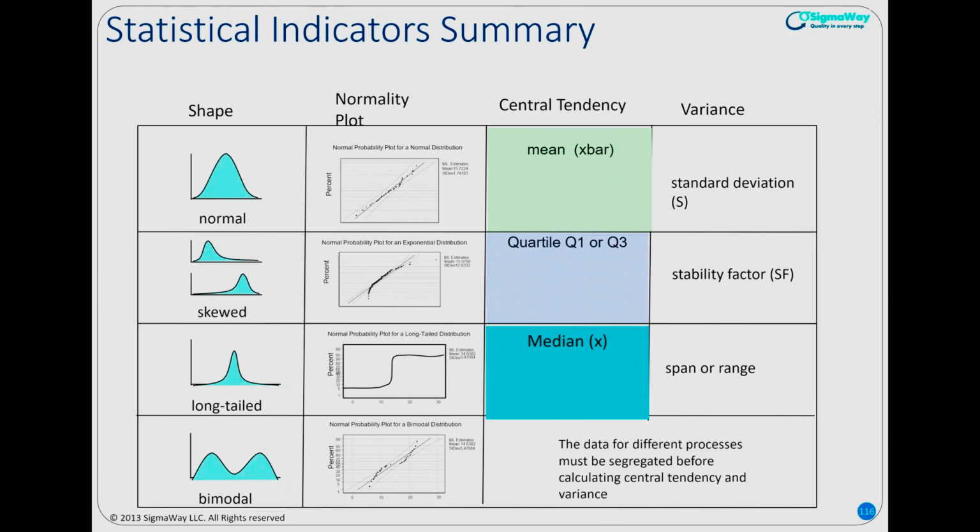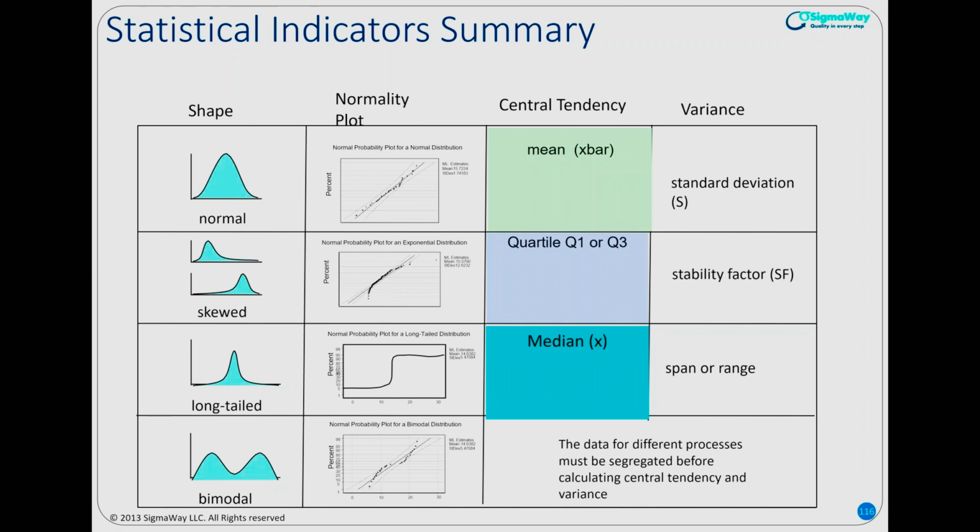So there are different kinds of data. You've got normal data, you've got skewed data, long tail data, bimodal data. Okay, so when you're trying to look at the centering and spread, centering as defined by central tendency, spread defined by variance, the shape of the data matters a lot. That is why we studied the shape of the data before we move into centering and spread. Okay. So if your data is normal, you can use the mean for central tendency and standard deviation for spread.